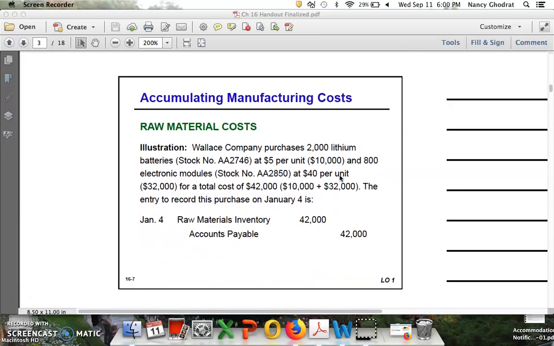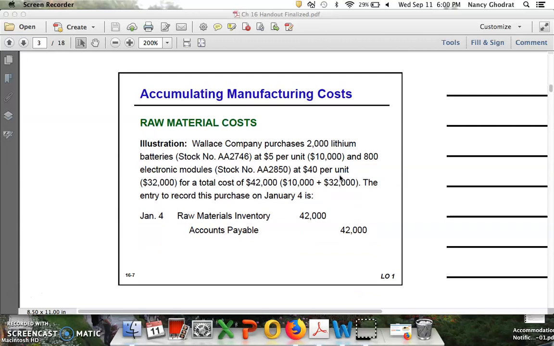Now, we're first gonna go over the journal entries when we purchase inventory for the company, and when we use it, when we pay for labor, and when we pay for manufacturing overhead costs. So these are called accumulating manufacturing costs, where basically we're gonna add up all the raw material cost, manufacturing overhead, and labor.